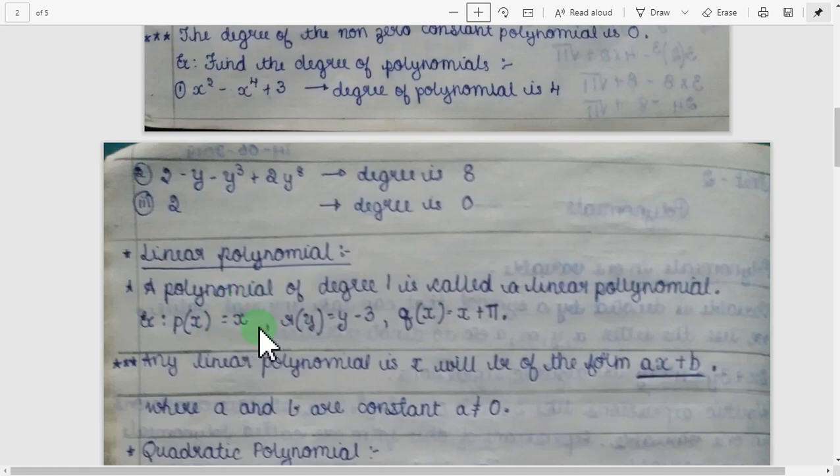So these three polynomials are called linear polynomials. The polynomials are x, y minus 3 and x plus pi. In all these three polynomials the degree is 1, so this is called a linear polynomial.